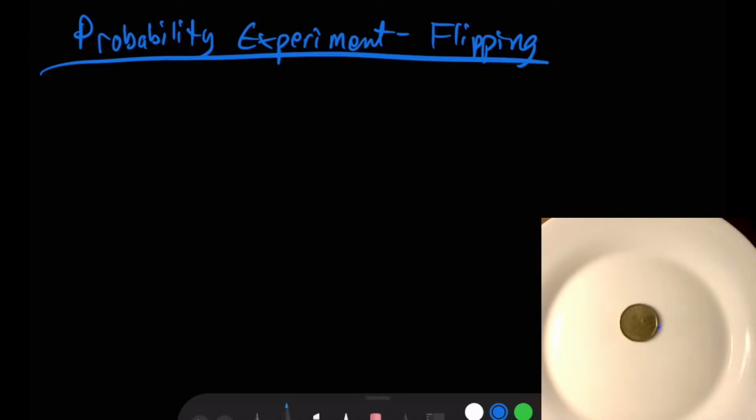Let's try performing an actual probability experiment. In this probability experiment, we are going to look at flipping a coin. And I am going to want you to try this at home. So if you can find a coin to use in a few minutes when you try this independently, that's great.